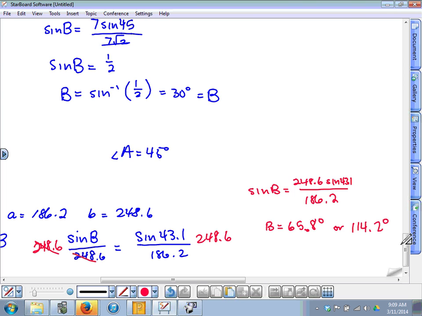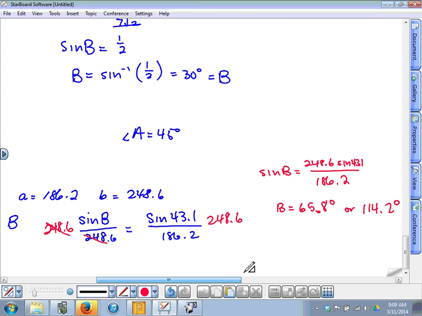Now, do they both work? We have to consider the angle that's given. The angle that was given was 43.1. Angle A is 43.1 degrees. So what you have to ask is, is 114 too big? If you took 114.2 and added 43.1, are you above 180? You still have a little bit left over for a third angle. So the answer to this one is angle B could be both of those. There are two such triangles that would match the situation. That's the ambiguous case. Sometimes you get no solution for these.